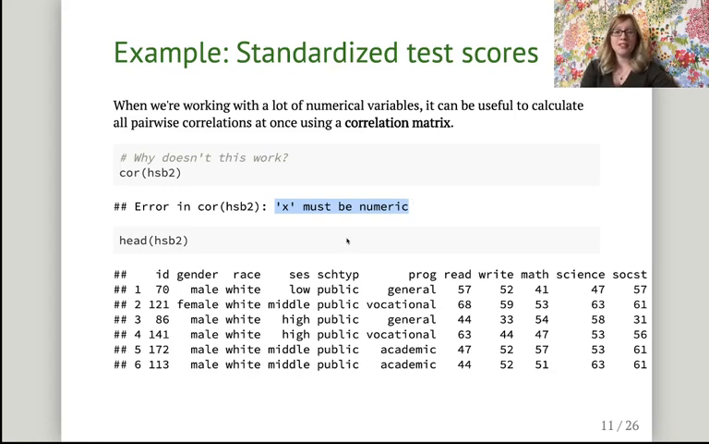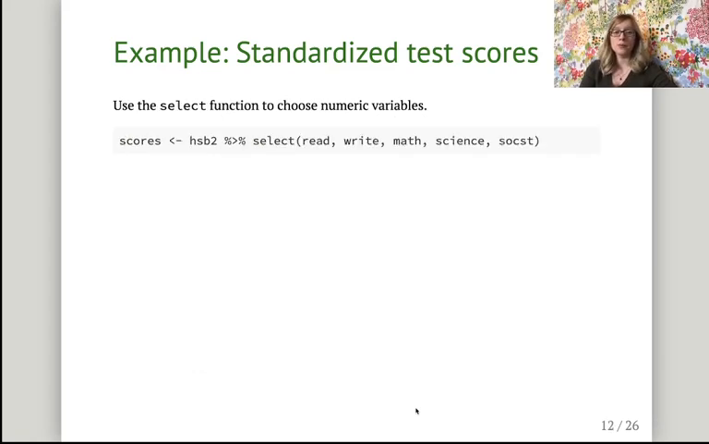There are variables in this data set that are categorical, that are not numerical values. Gender is certainly one, race, socioeconomic status, school type, type of program. So those are variables that we don't want to include in any discussion of correlation, because correlation measures the strength and direction of a linear relationship. So the variables must be numeric for this to work.